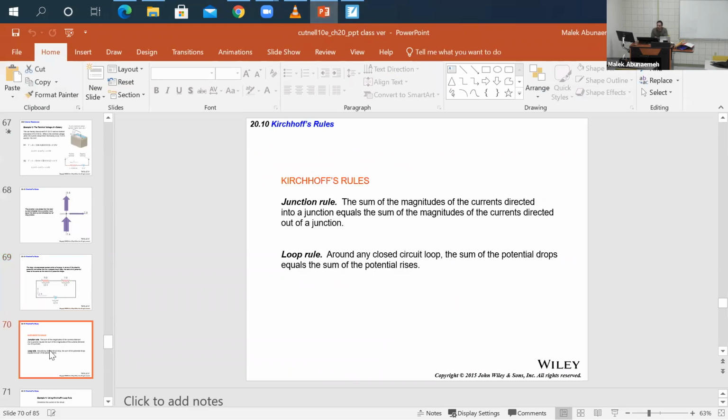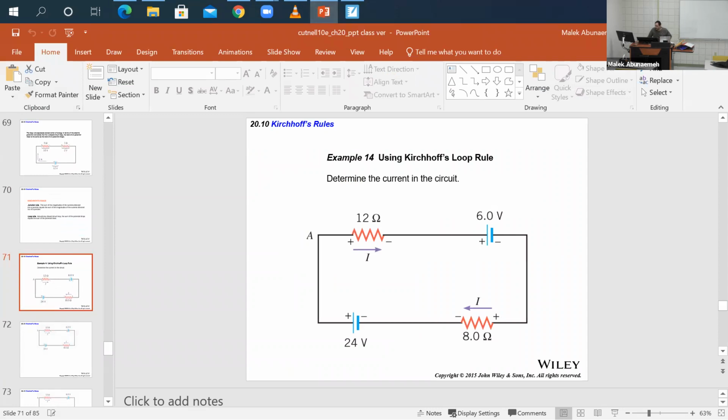So for Kirchhoff's rule, the sum of the magnitude of the current directed into the junction equals the sum of the magnitude of the current directed out of the junction, which we just solved. And in a closed circuit, the sum of potential drops equals the sum of the potential rises. So let's do another example, shall we?